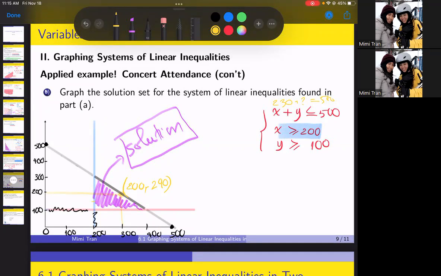x is greater than or equal to 100. x plus y is less than or equal to 500. Let me do it like this. I'm going to pick just one color, say red. There you go. So the darkest shade will be your solution. You can check on Desmos.